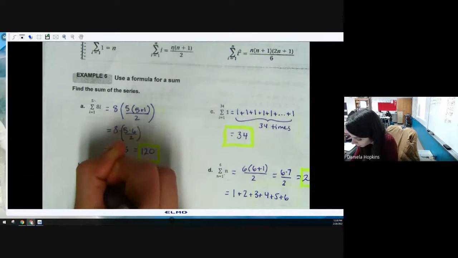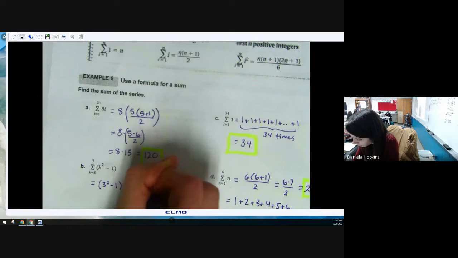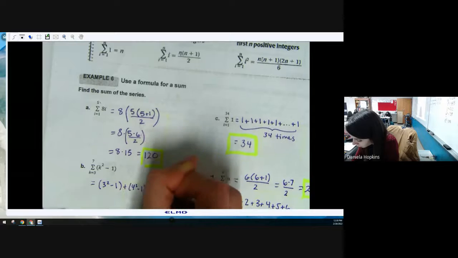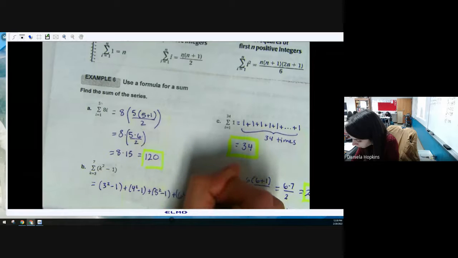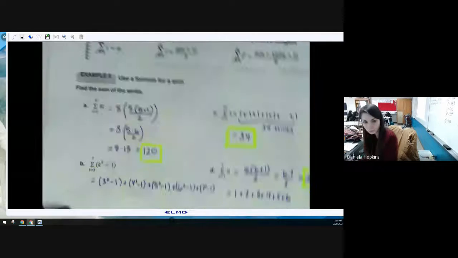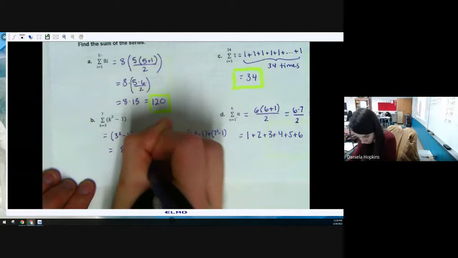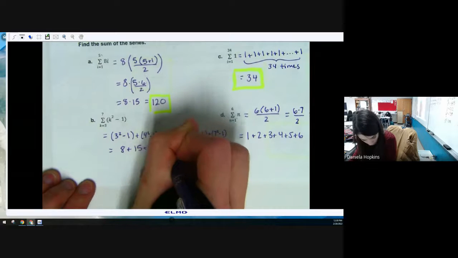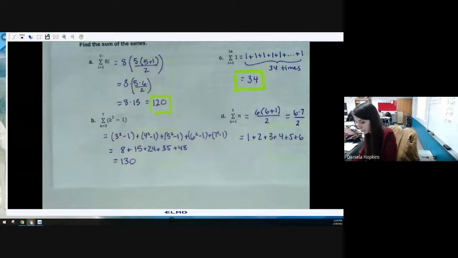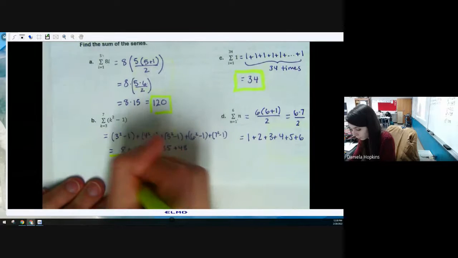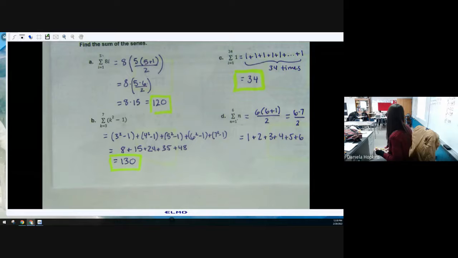So this one would be 3 squared minus 1 plus 4 squared minus 1 plus 5 squared minus 1 plus 6 squared minus 1 plus 7 squared minus 1, which would just be 8 plus 15 plus 24 plus 35 plus 48, which ends up being 130. Any questions about these series?